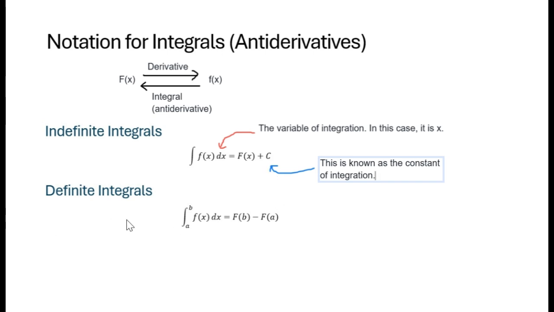The other type of integral is the definite integral. In that case, we're going to have endpoints. This means we're integrating from point A to point B. I'm just going to point that out on the screen. This means we integrate from point A to point B. For now, we're just going to be doing indefinite integrals. Later on, in another video, we're going to be doing definite integrals.